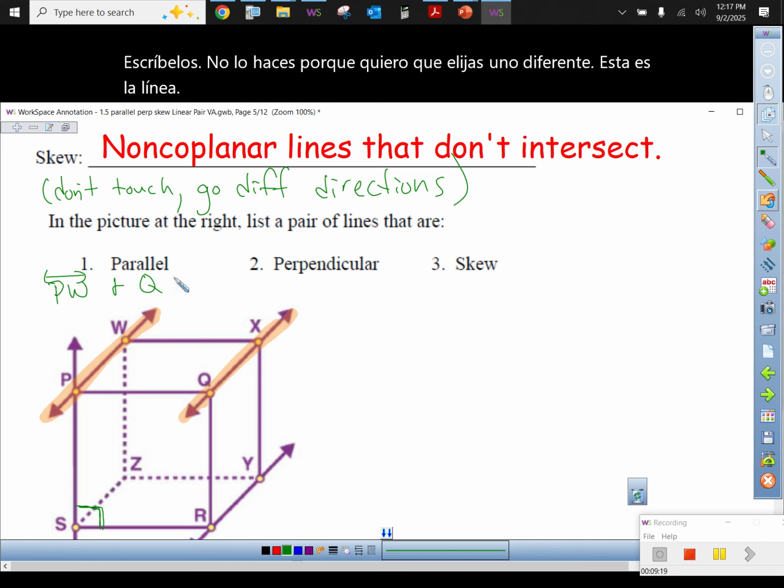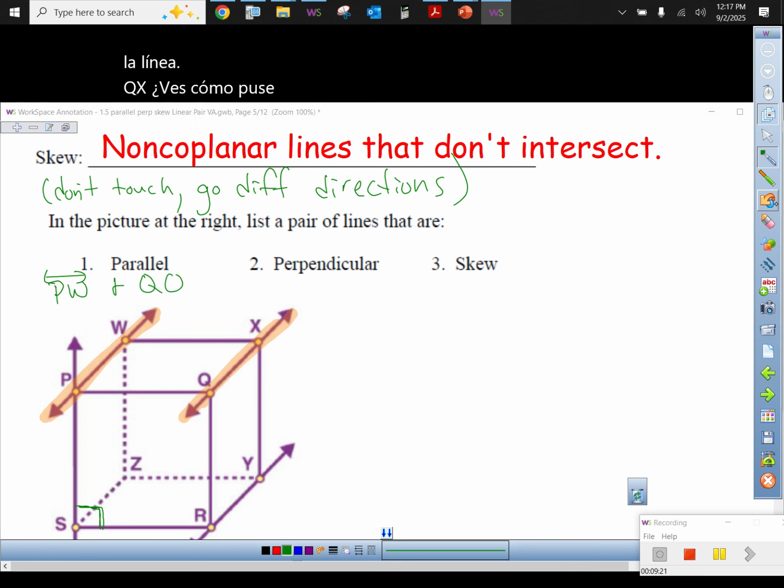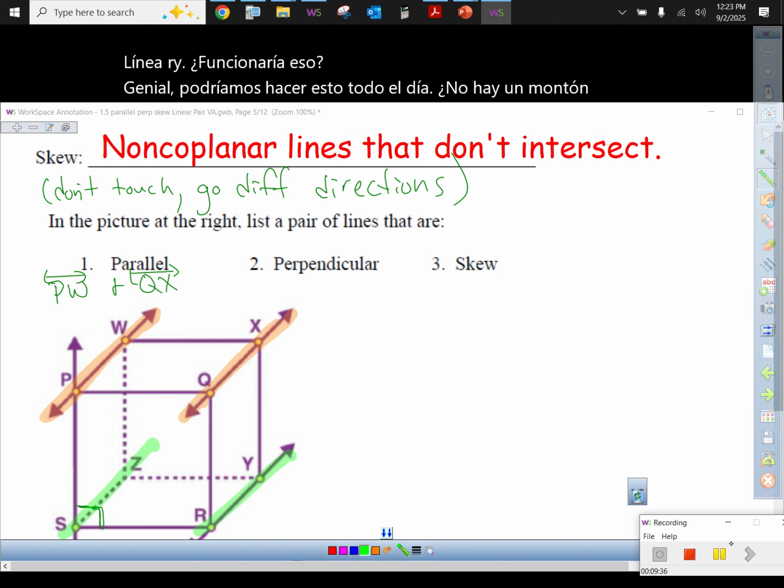Do you see how I put the line bars above them because they asked me to list lines? Could you and your table mate find a different set than mine that you think are parallel? You don't have to highlight them, just maybe darken them, and then I'll call on a bunch of people. In class, we picked a bunch of parallel ones.